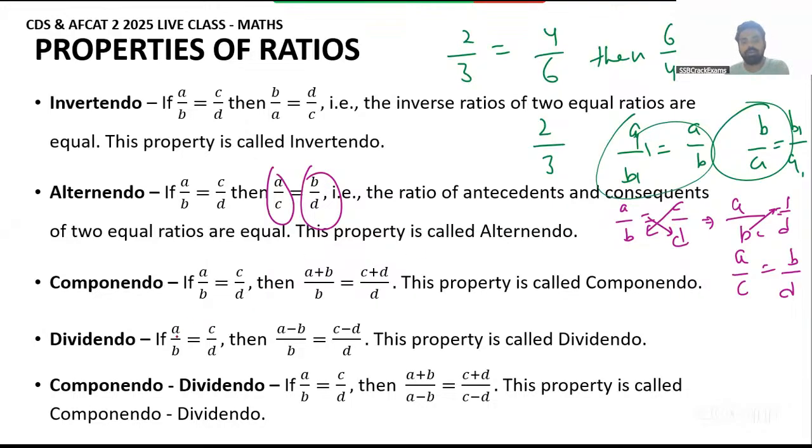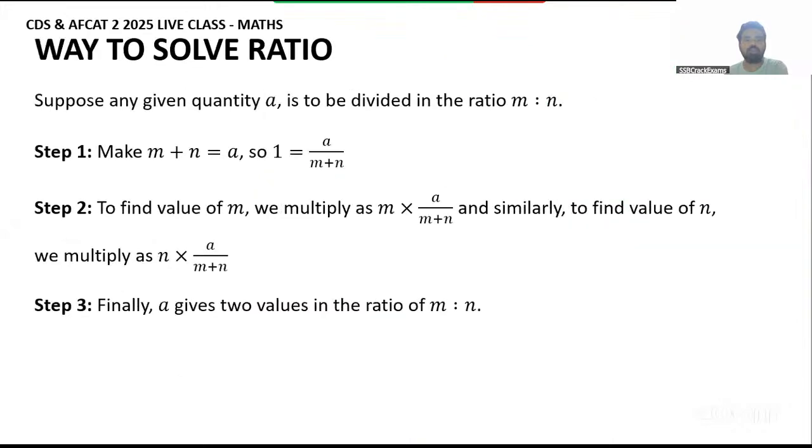Similarly, componendo and dividendo. In the componendo rule, you add the denominator to the numerator, and in dividendo you subtract the denominator from the numerator. Then the quantities will always be in ratio. Combined, if we write componendo and dividendo, then adding and subtracting the denominator from the numerator will not affect the ratio. It will always be in the ratio. These are the terminologies you can remember if you want to learn them. So these are the ways to work with ratios.